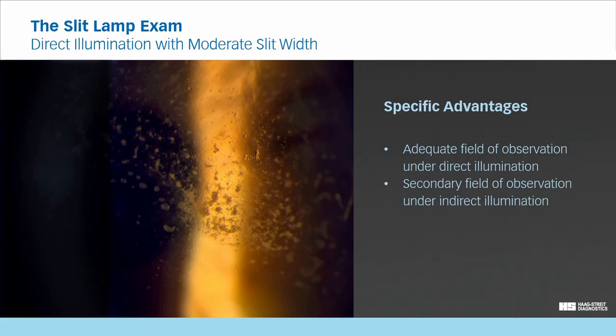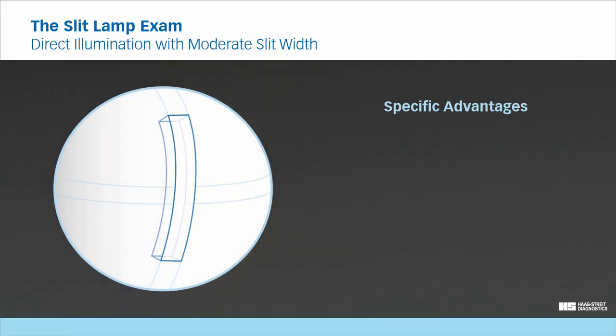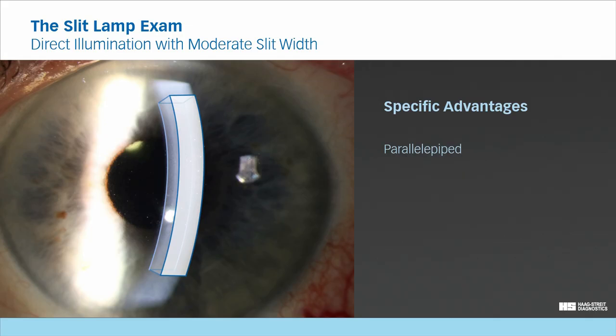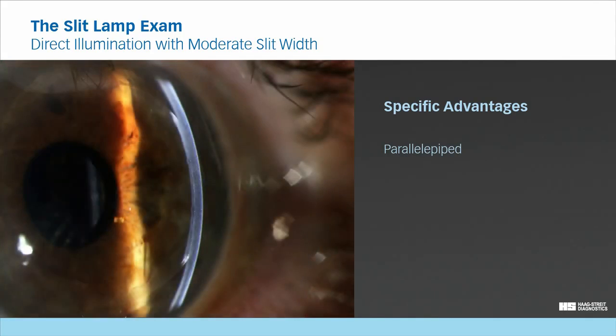Another unique advantage of the moderate slit width when examining the cornea is the parallelepiped. The moderate slit width provides a three-dimensional view of the clear corneal structure. This allows us to examine the different layers of the cornea in a broader view. In contrast, the optical section shows the cornea only in two dimensions.